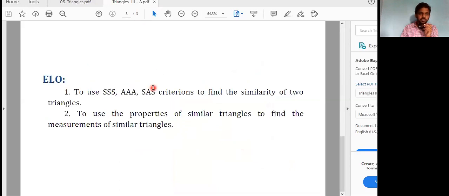So at the end of the session you will be able to use the SSS, AAA and SAS criterions for finding the similarity of two triangles, and you will also be able to use the properties of similar triangles to find the measurements of similar triangles. So we'll see what similar triangles are first.